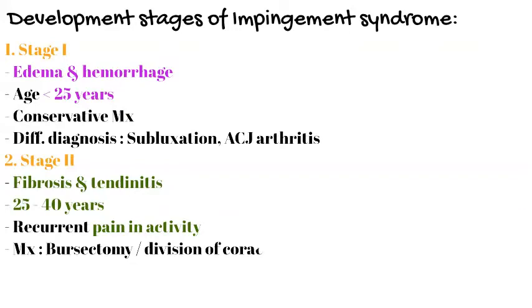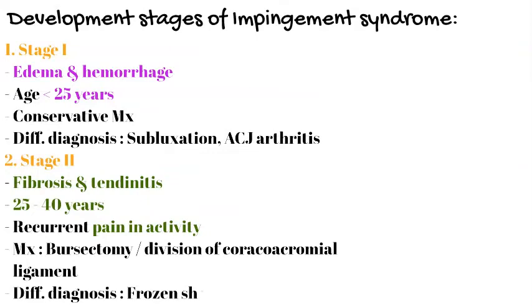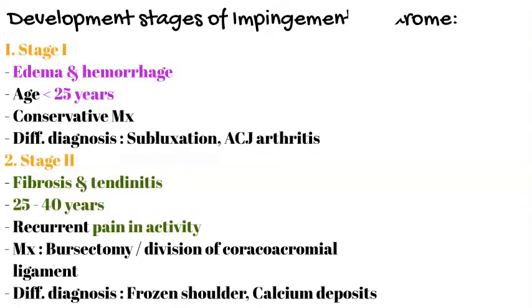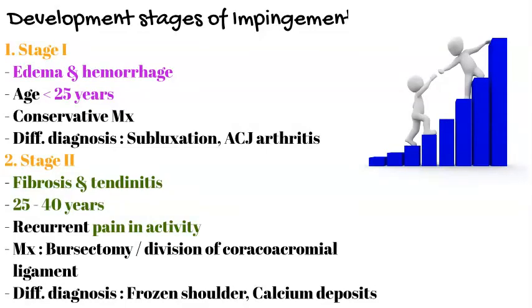In stage 2, there would be fibrosis and tendinitis, usually occurring in the age of 25 to 40 years old. There would be recurrent pain with activity. The management is by bursectomy or division of the coracoacromial ligament. The differential diagnosis includes frozen shoulder and calcium deposits.